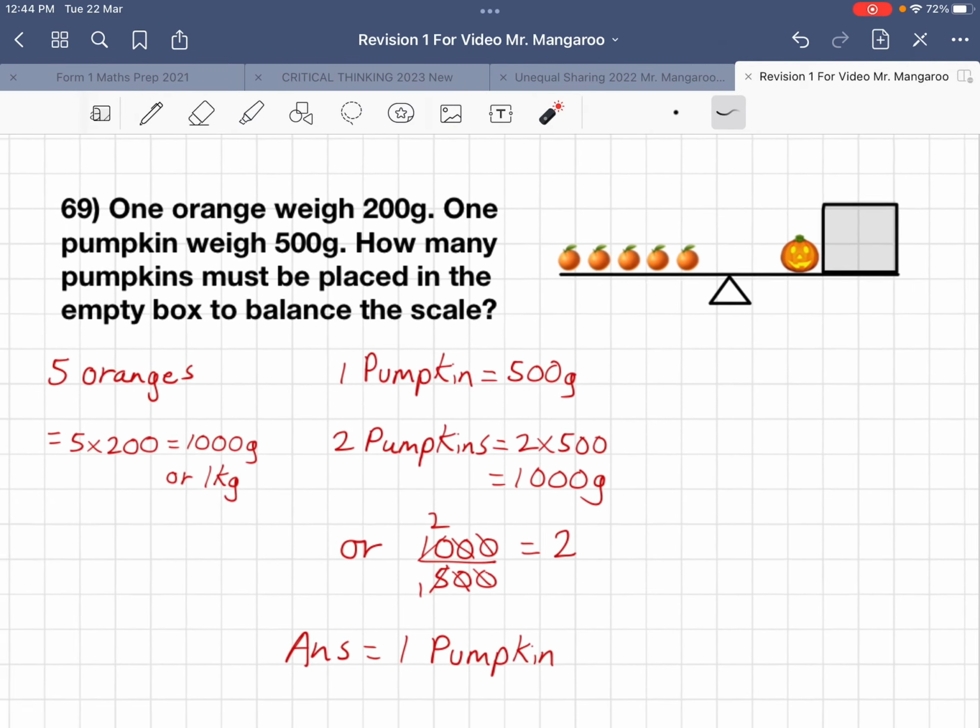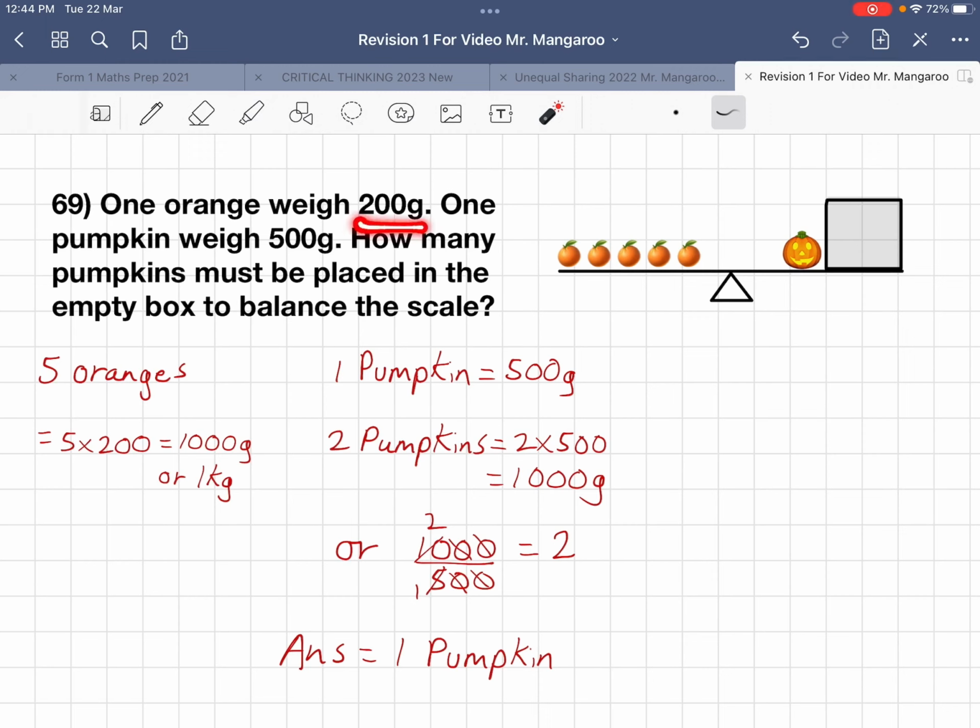Next. One orange weighs 200, so 5 oranges will be 200 times 5, which is 1000 grams or 1 kg. How many pumpkins do we need to be in this box? So one pumpkin is 500 grams. We need a total of 1000 grams. So 2 pumpkins would give you a total of 1000. So that's one more pumpkin is missing.